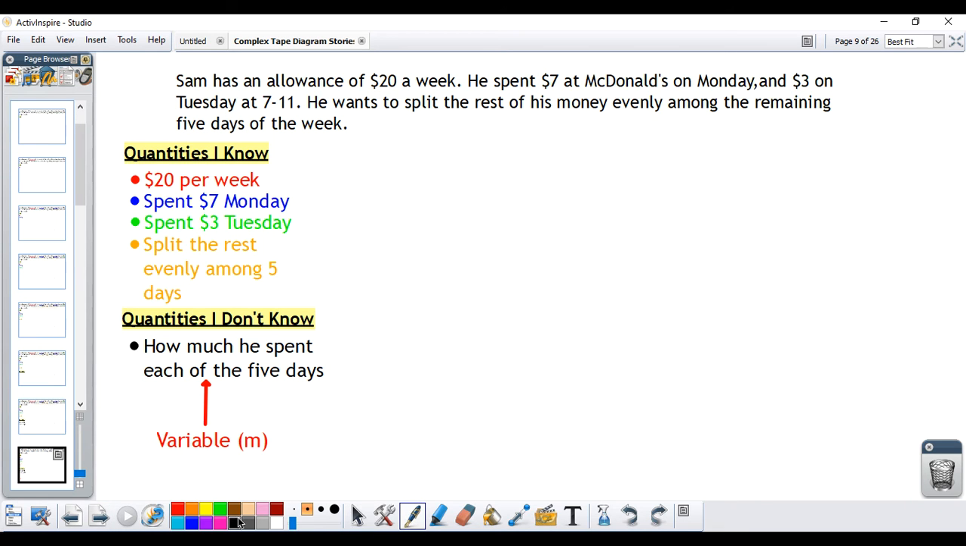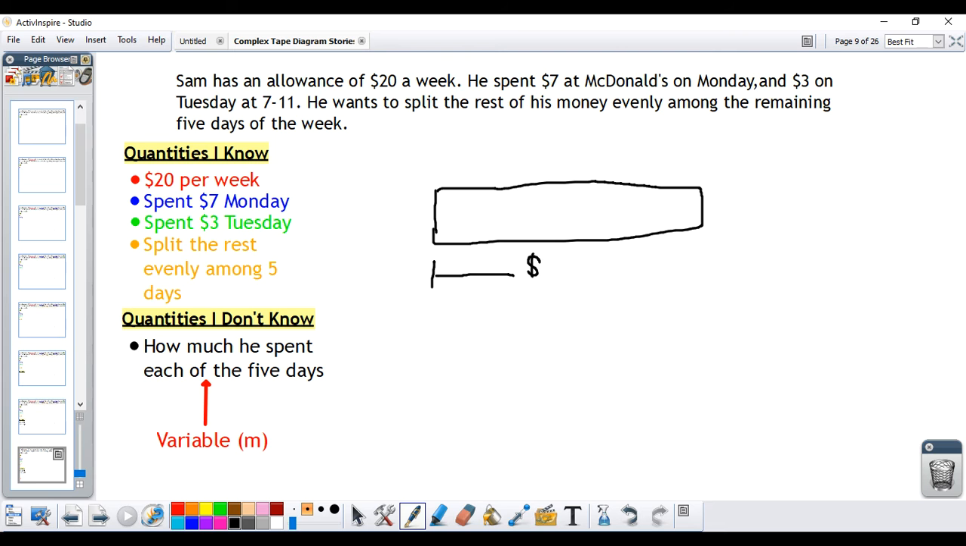So when I'm drawing my tape diagram, let's start with my rectangle. So I know that the total amount of money that he spent was $20. And since we're talking about all of the money he's spending, it would make sense for my tape diagram to represent his money.